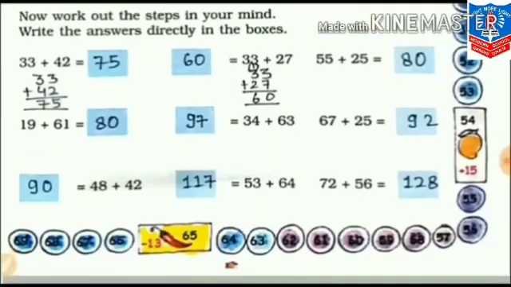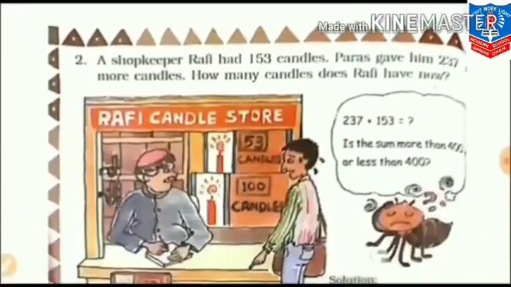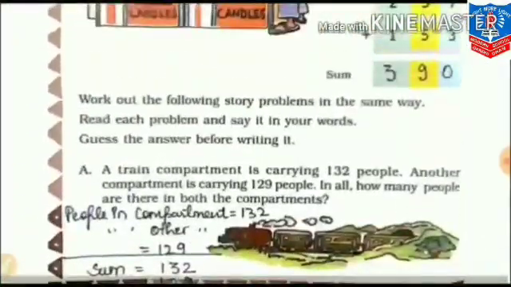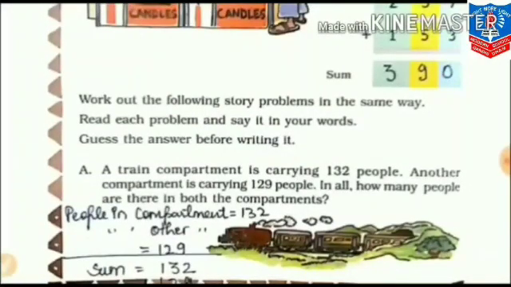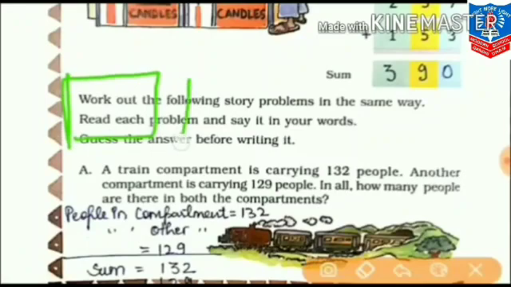33 plus 27, क्या आएगा? 60. समझ में आ गया? Okay. Now turn your page to 40. You have a working problem there. A train compartment is carrying 132 people. Another compartment is carrying 129 people in all. How many people are there in both the compartments?